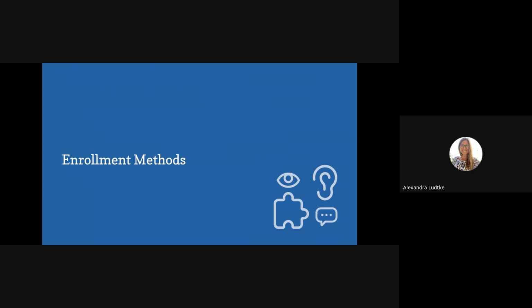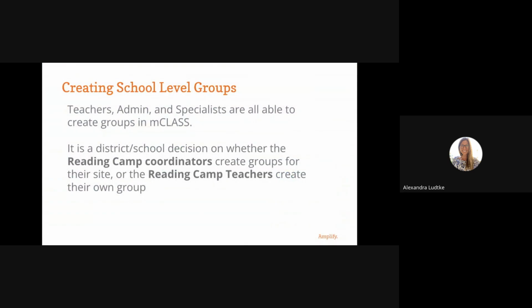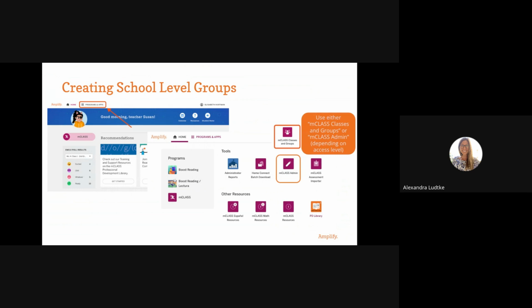So now let's talk about how you are going to enroll. You are doing school level groups because each of your schools is hosting their own reading camp. So that means anyone in your school has the ability to create a group. It doesn't need to be the reading camp coordinator. It can be a teacher. Everyone has this access. You'll click on the programs and apps button at the top. Don't forget, after July 1st, that will be on that black navigation bar along the side. And then if you are an administrator, you'll have the MClass admin button. And if you're a teacher or a specialist, you will have the MClass classes and groups button. But either one of them creates groups.